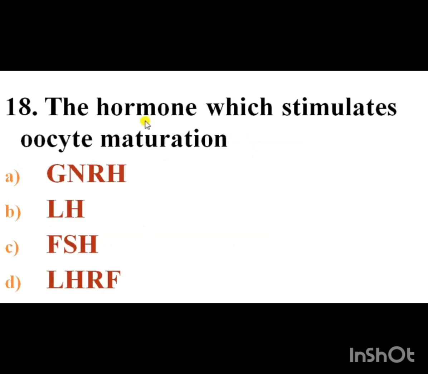Next question. The hormone which stimulates oocyte maturation. Options: A, gonadotropin releasing hormone; B, luteinizing hormone; C, FSH, that is follicular stimulating hormone; D, LHRF. Answer is C, FSH. So the hormone which stimulates oocyte maturation is follicular stimulating hormone or FSH.